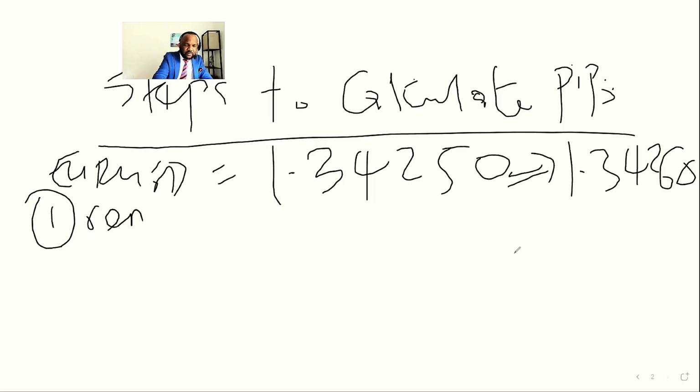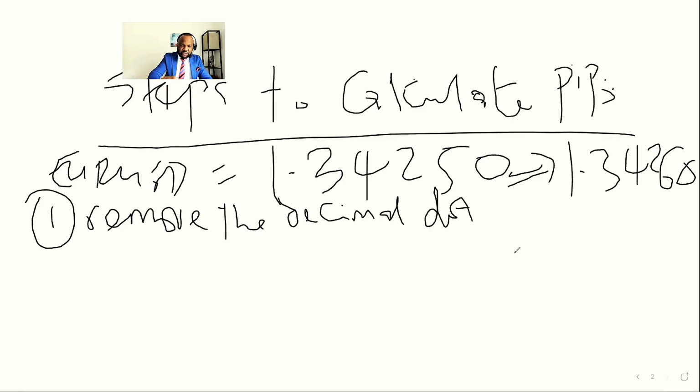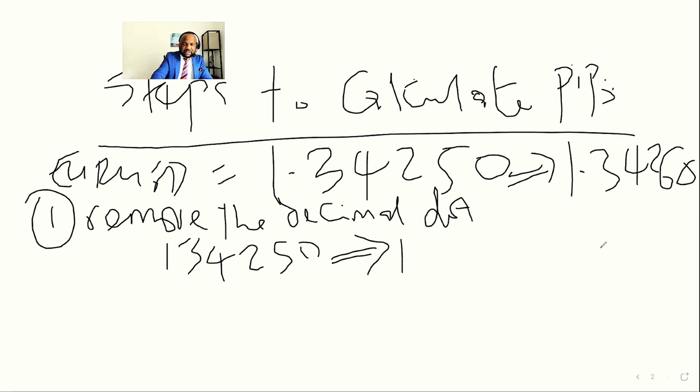Remove the decimal points, the decimal dots. Remove the decimal dots. So you write it as 134,250 and the price going to 134,260. First step is to remove the decimal.